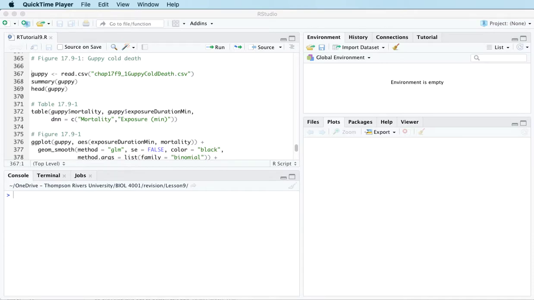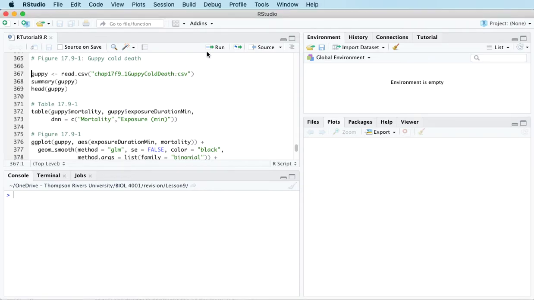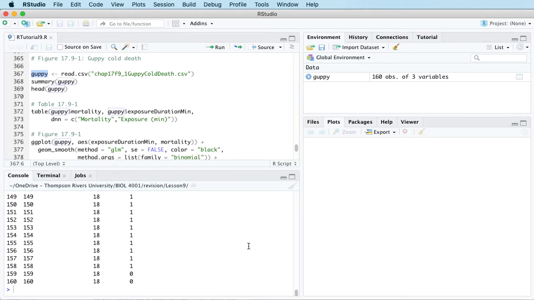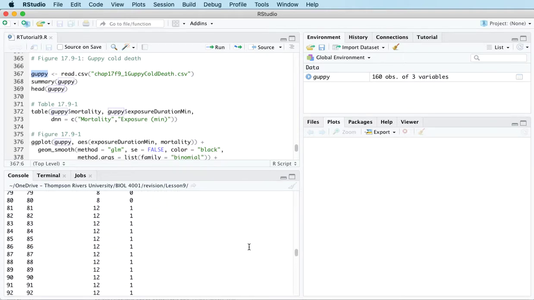In this video, I'm going to look at logistic regression. In the last few videos, we've been looking at simple linear regression, but logistic regression is used if we have a response variable that's binary, meaning it can take one of two values. To illustrate, we have this data set here on guppy mortality.